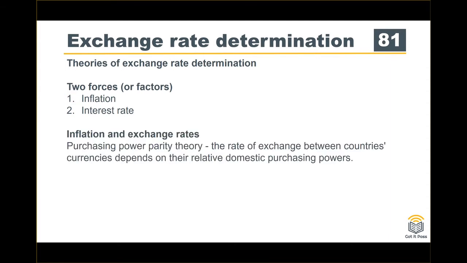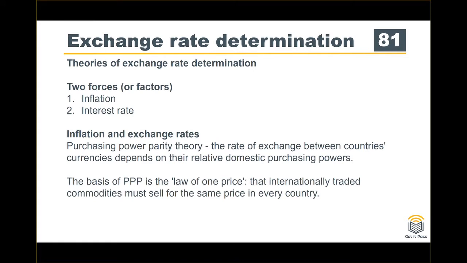And for inflation and exchange rates, we have the purchasing power parity theory, which says the rate of exchange between countries' currencies depends on their relative domestic purchasing powers. And the basis of PPP is the law of one price. Internationally traded commodities must sell for the same price in every country.